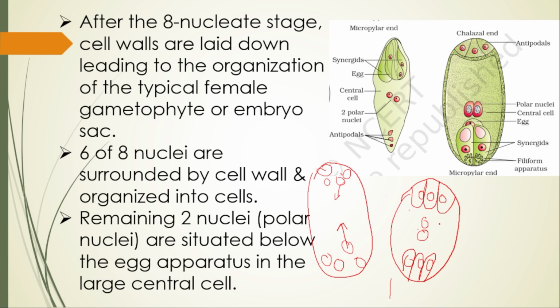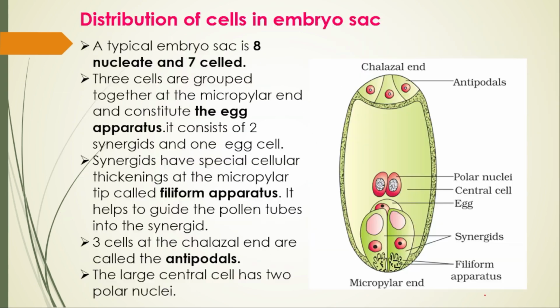So here there will be a formation of a 7-celled, 8-nucleated cell. This is what is said to be the 7-celled, 8-nucleated embryo sac. Why is it called so? Because a typical embryo sac is 8-nucleated and 7-celled.